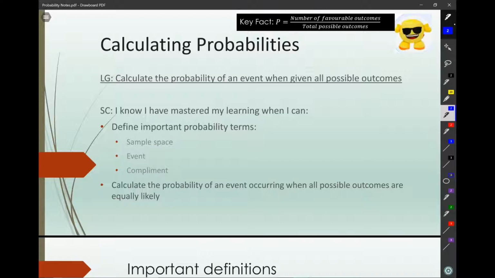What we're going to be looking at today is some important definitions and how we talk about probability, and particularly how we convert probability in words to probability in maths. And then we're going to calculate some simple probabilities. So, important things you're going to be able to do at the end of this lesson are define these three words, and we're also going to calculate the probability of an event occurring.